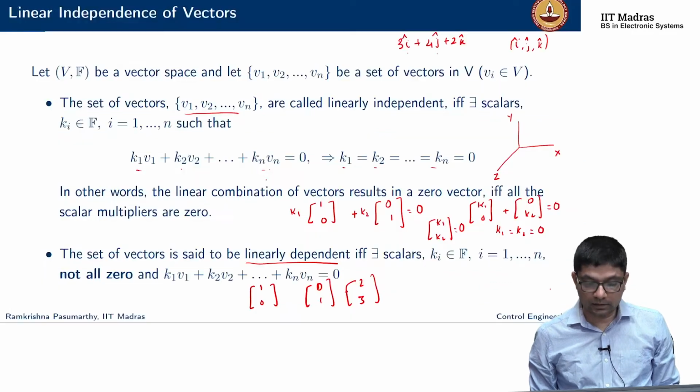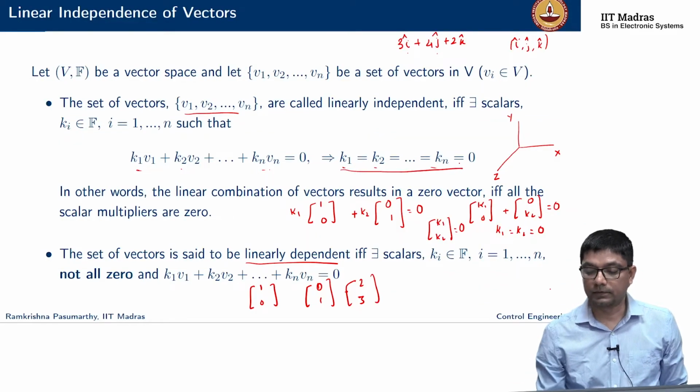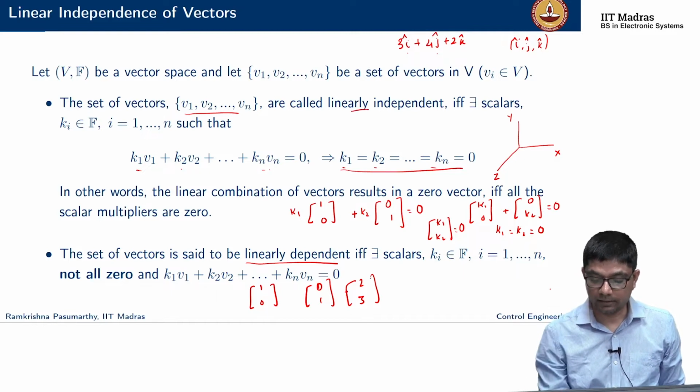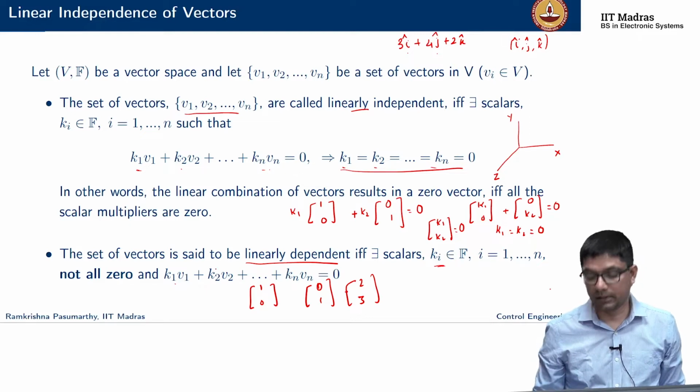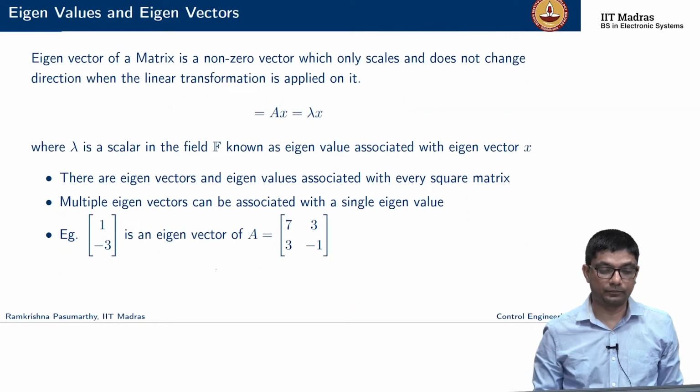Okay, so these are like two examples. If all the k's are 0, then it is called linearly independent. But if there are scalars which are non-zero and still the linear combination goes to 0, then the vectors are linearly dependent.